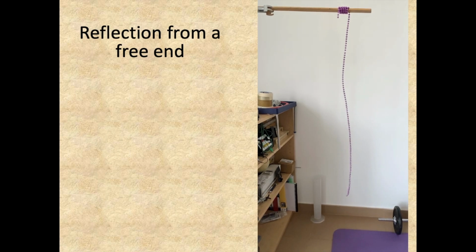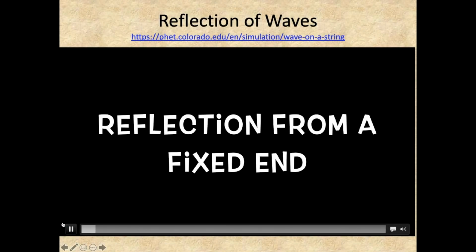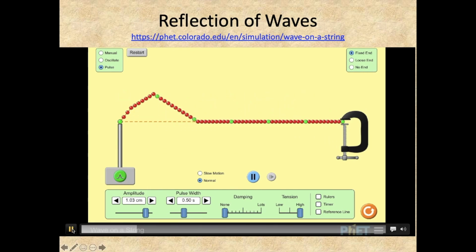On its way up and back down. So what just happened? I created a pulse on this end. It went forward, fixed end, came back from the bottom, another fixed end, again got inverted. Every time it reflected from a fixed end, the pulse got inverted. Let's see this in slow motion.